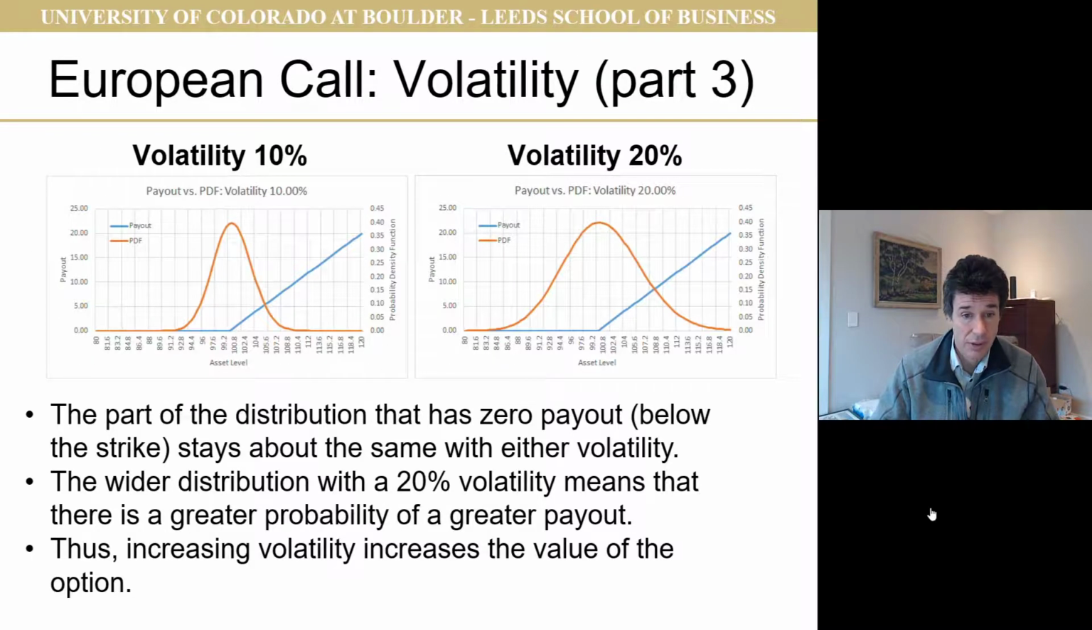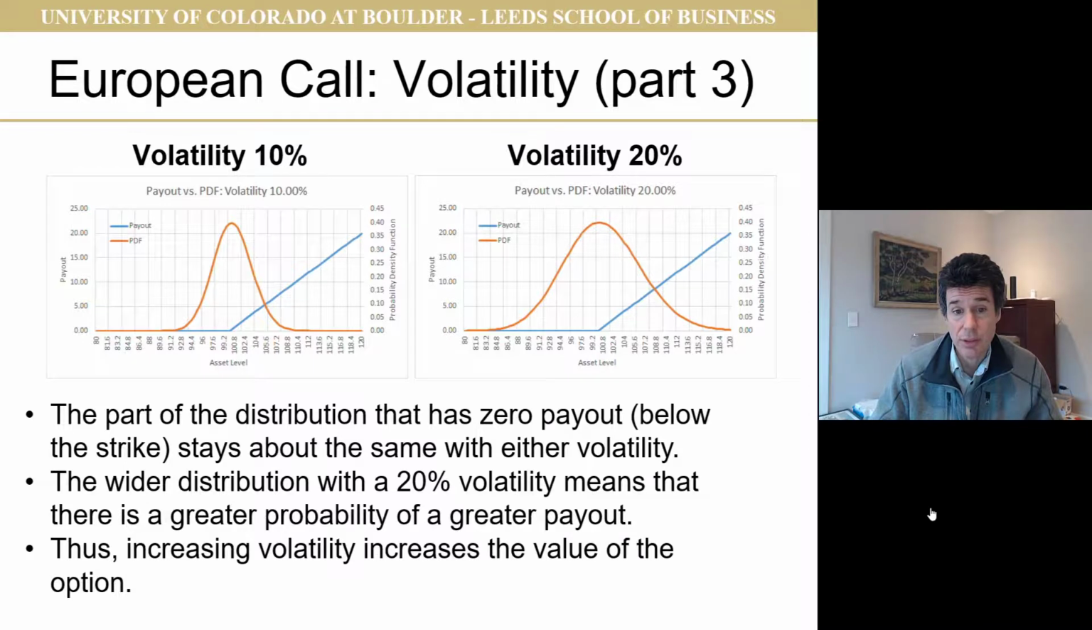So let's look at these pictures. The one on the left is a volatility of 10%. The one on the right is a volatility of 20%. What we notice is the payout is the same in both pictures, but the probability density function is wider with a volatility of 20% and narrower with a volatility of 10%. Again, this is really rough, but if you look at these probability density functions, the probability of zero payout, roughly a half in this picture, is the same whether we have a wide or a narrow probability density function. So that's pretty much the same.